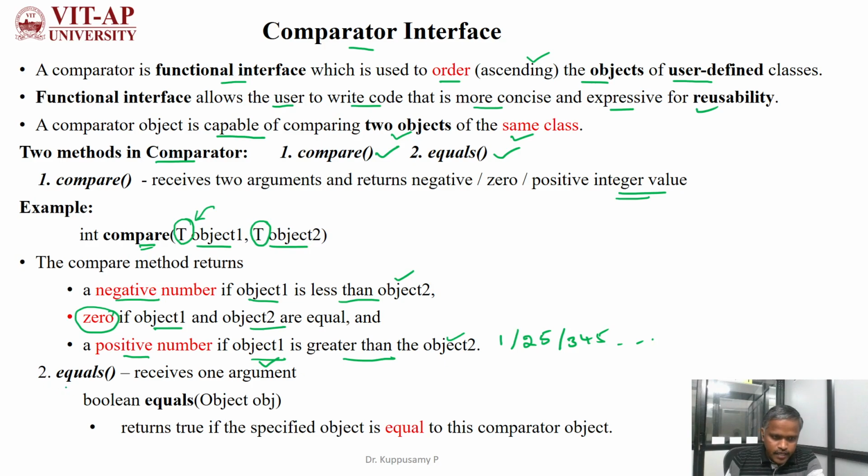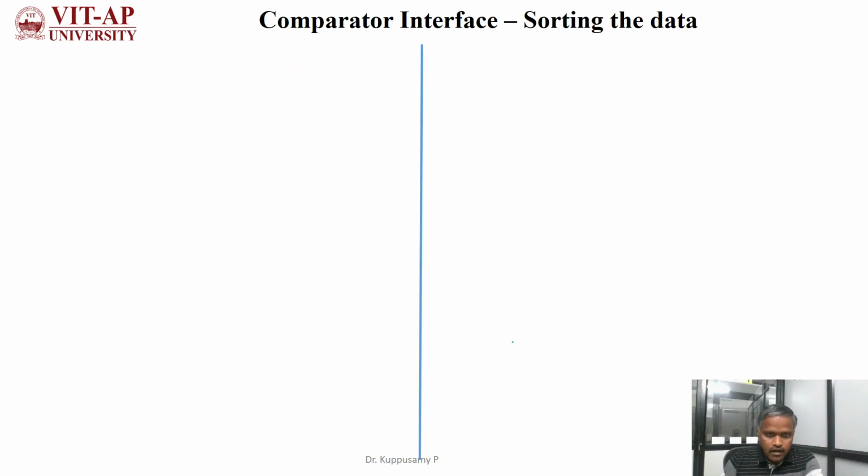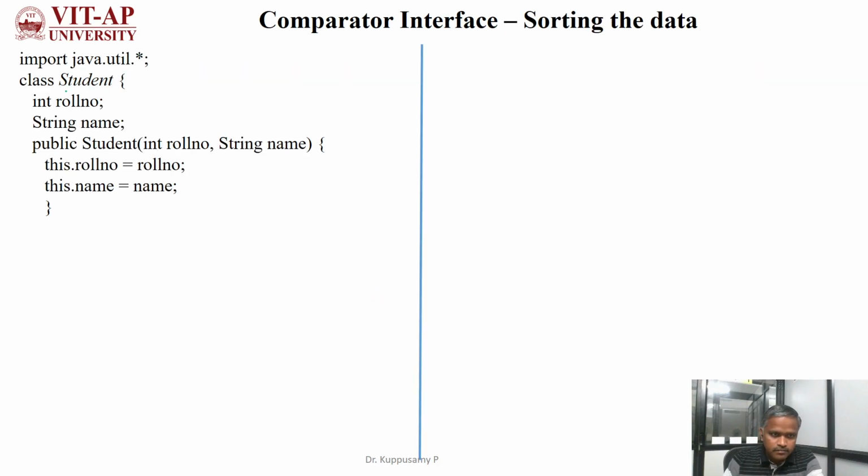And the second one is the equals method, which takes a single argument. Here the syntax is boolean data type equals, then Object is the class name here, taking a single argument, whereas compare takes two arguments. It returns true if the specified object is equal to the comparator object. And here an example is given, which sorts the data by using the Comparator interface.